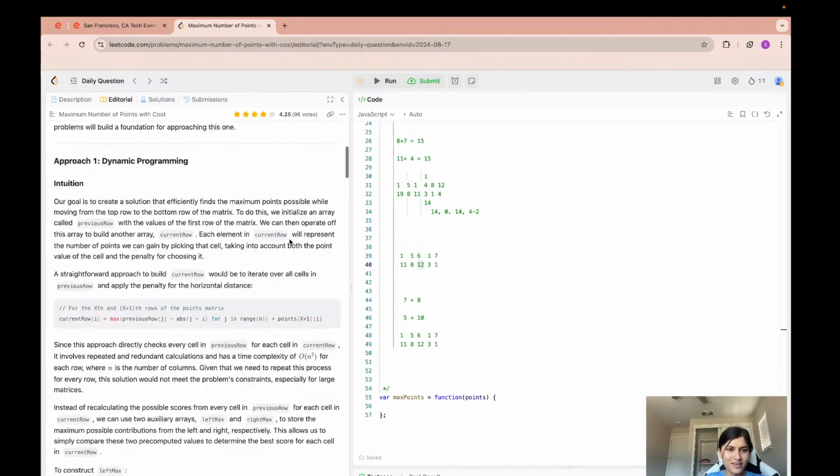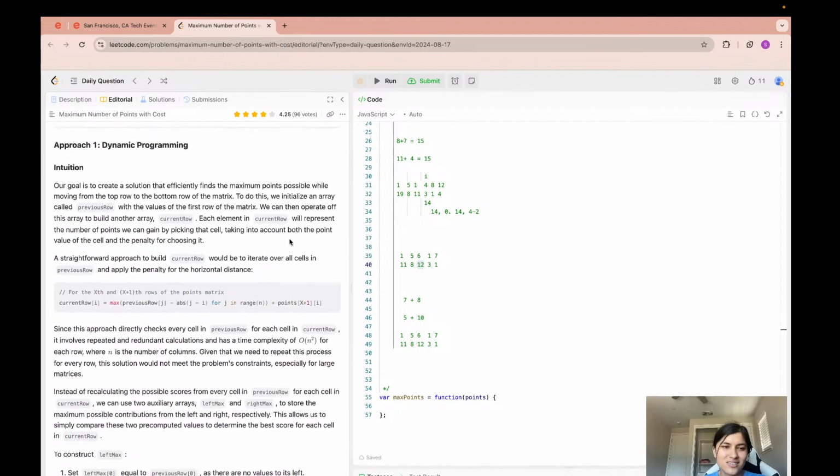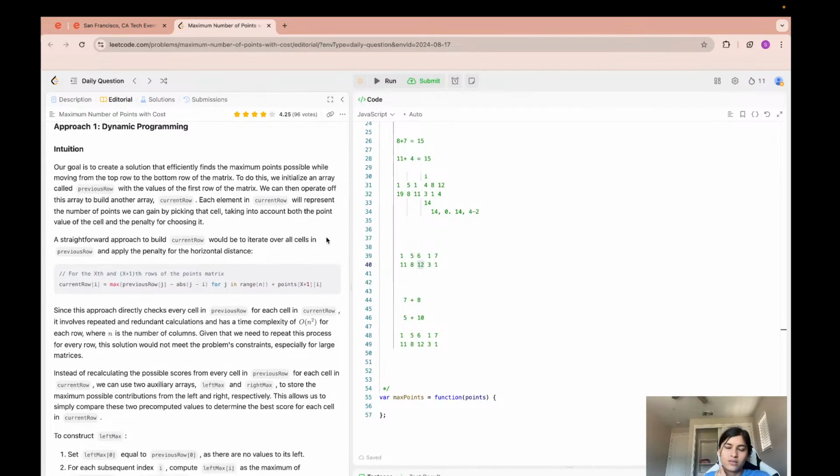I jumped to the optimized solution, but it looks like the optimized solution is just a little bit of optimization of the dynamic programming one. So just to understand the concept of how they are applying dynamic programming, we can look at this. Our goal is to create a solution that efficiently finds the maximum points possible while moving from the top row. To do this, we initialize an array called previous row with the values of the first row of the matrix. We can then operate off this array to build another array, current row.